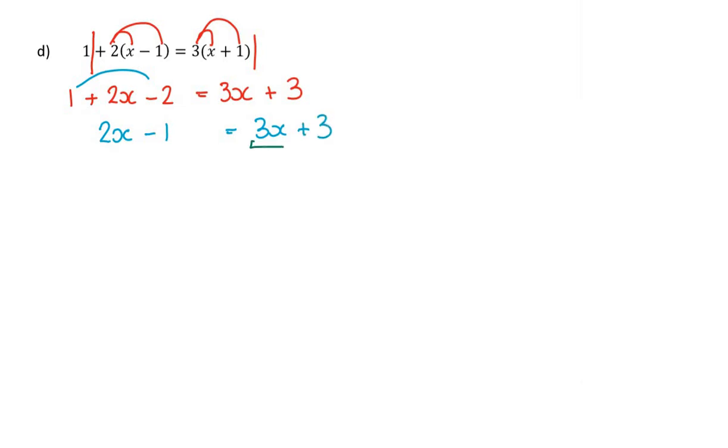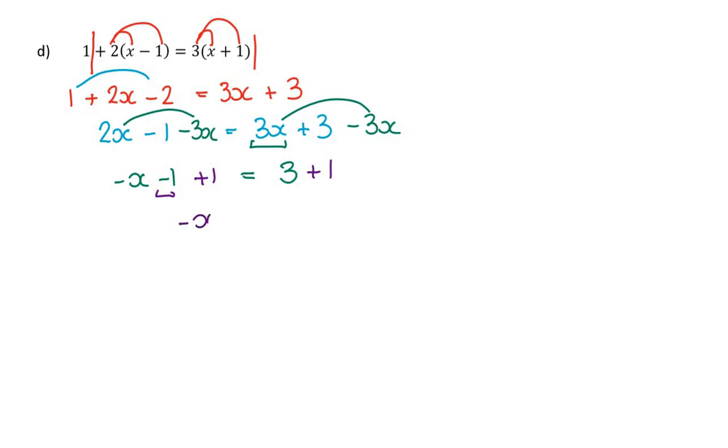So I'm going to get rid of this 3x. So I'm going to minus 3x from both sides. So 2x take away 3x is negative x, minus 1. 3x take away 3x is nothing, and I get 3. Now I'm going to get rid of minus 1, so I need to add 1 to both sides. So I get negative x equals 4. And when I divide both sides by negative 1, I get the fact that x is equal to negative 4.